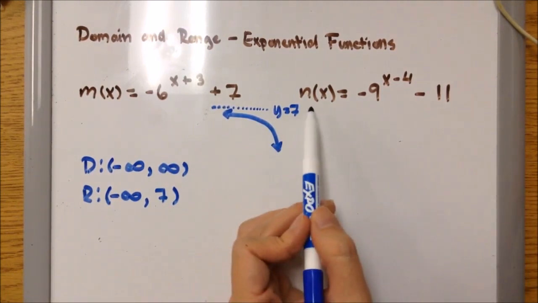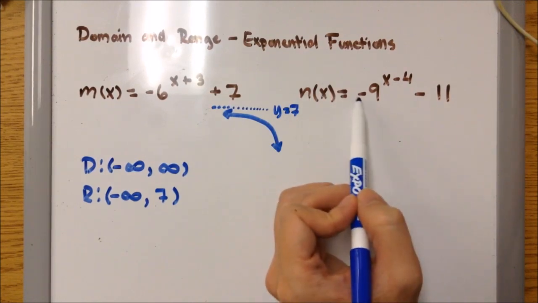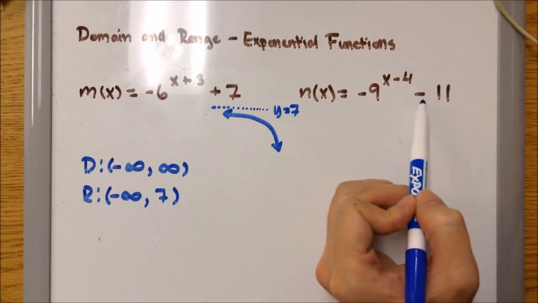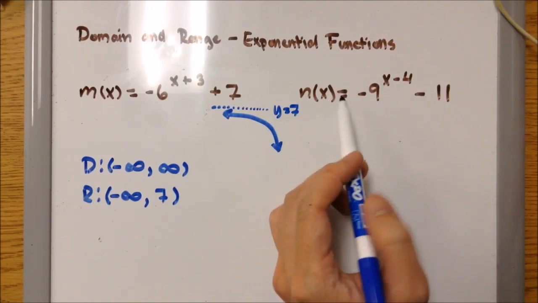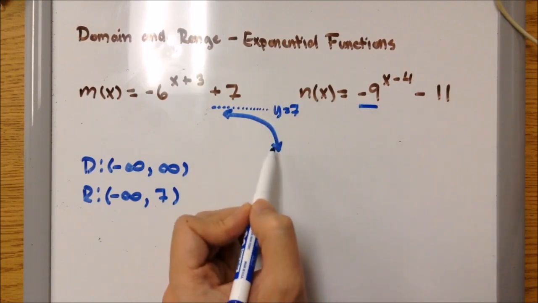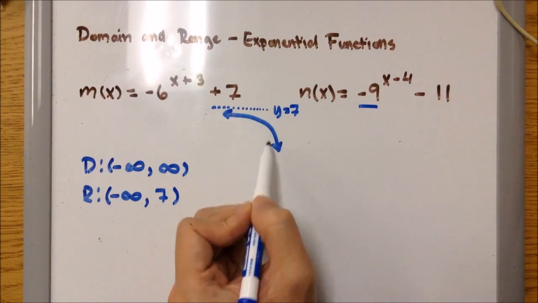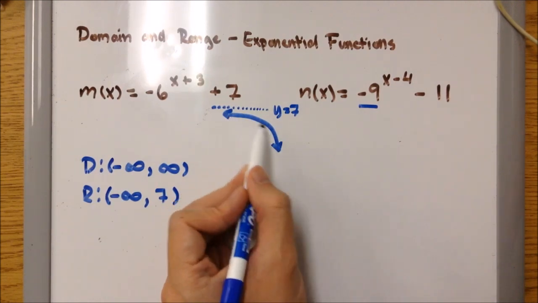So in example 6, it's a similar problem. So n of x equals our base negative 9 to the power of x minus 4, and then minus 11. So again, just like example 5, our base is negative. So it's going to be a similar graph to this. It's going to reflect over the x-axis, or flip over.